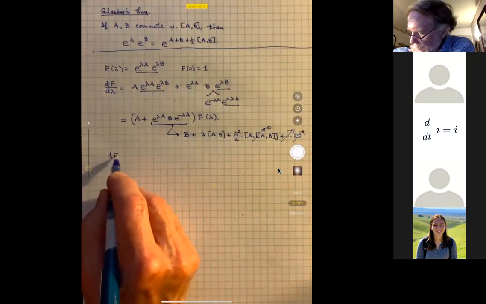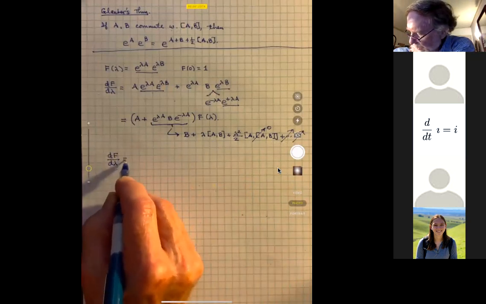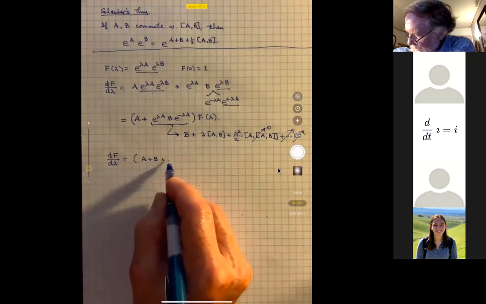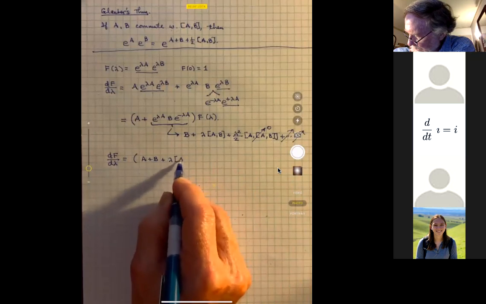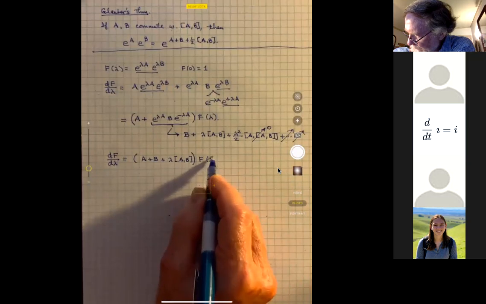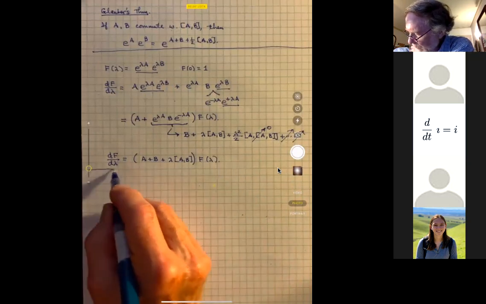And so what that means is we have an expression df d lambda is equal to the following. It's A plus B plus lambda times the commutator of A with B. That whole thing then multiplies onto f of lambda. All right. Now then, let me draw a line here.